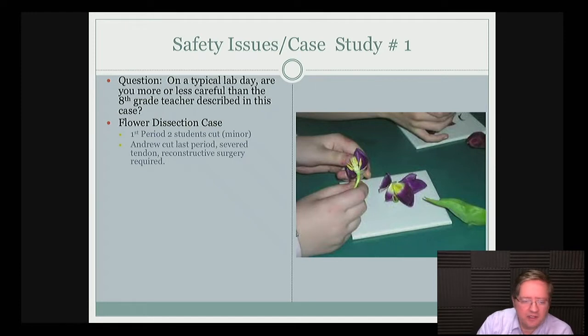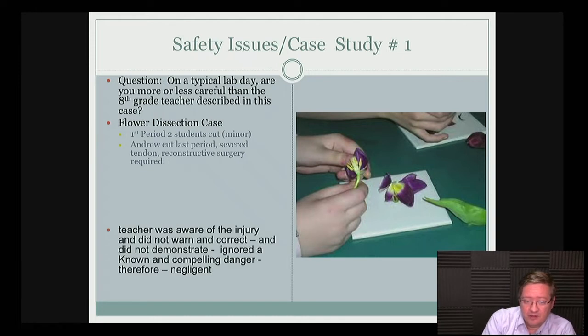The student needed reconstructive surgery. He severed his tendon. The teacher was at fault. The reason was that the teacher was aware of the possibility of what could happen. Even in that first period, they wrote in the report, maybe I should change what I'm doing. We don't really need an X-Acto knife.